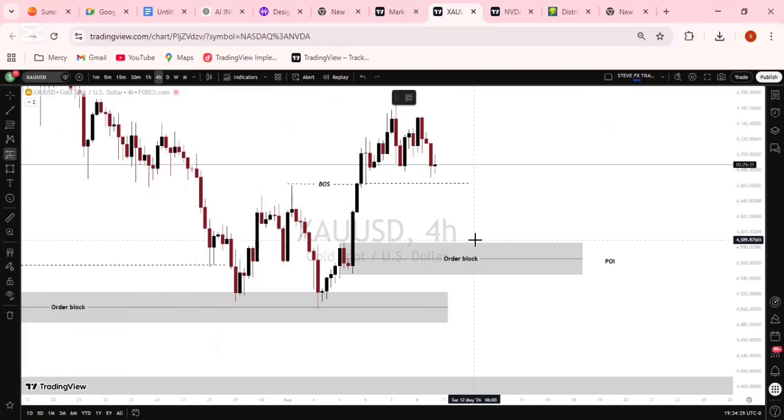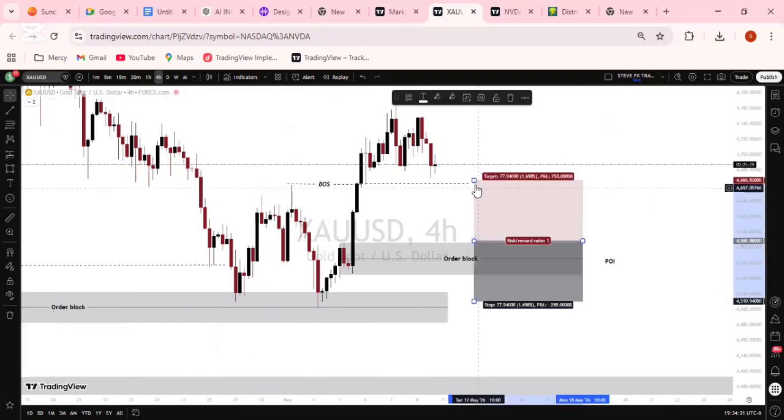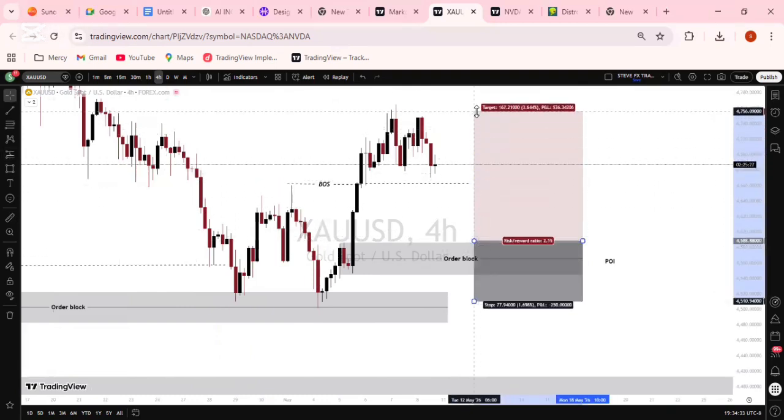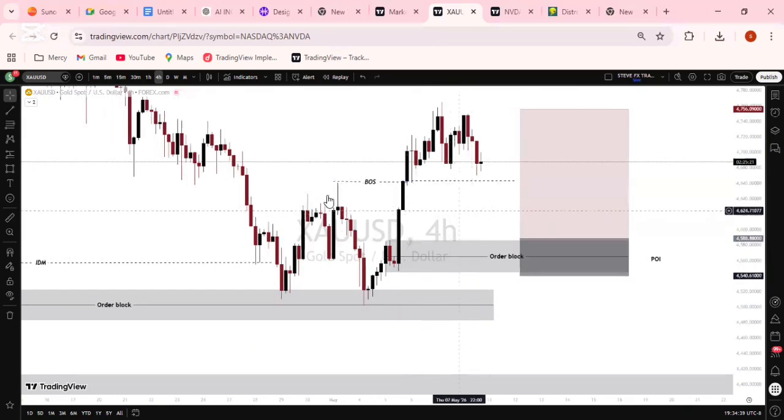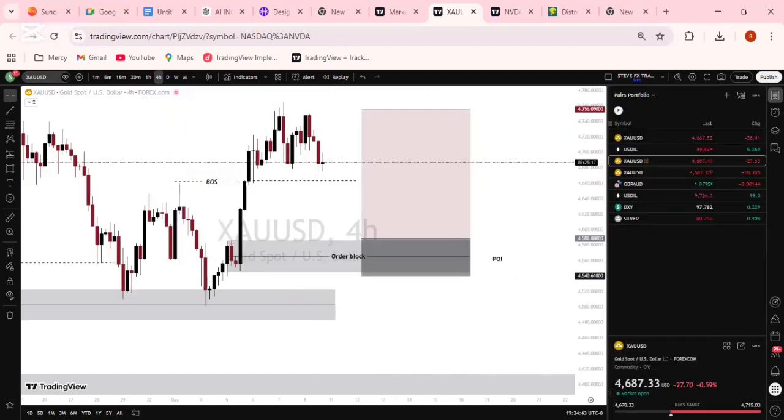You can wait patiently for gold to get to this particular point. Then you can have your trade toward the upside. That is the analysis on gold. So also let's check on US oil.